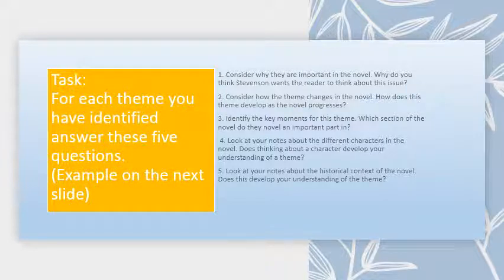Now, your task is to consider why the different themes are important in the novel. For each theme that we've identified at the start of the lesson, the ones that you found in the do now and the ones that I added, I want you to answer these 5 questions. Let's have a look at the first one. Well, in fact, there's an example on the next slide, so I'll show you there.